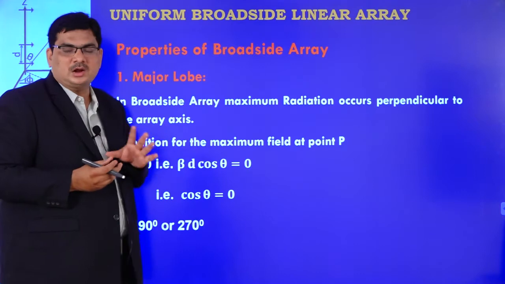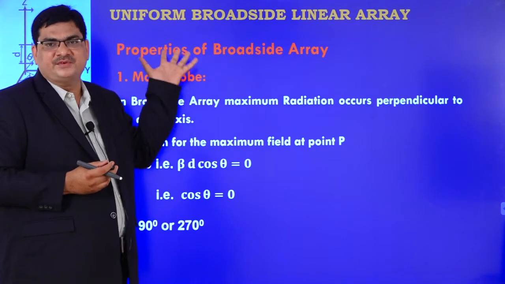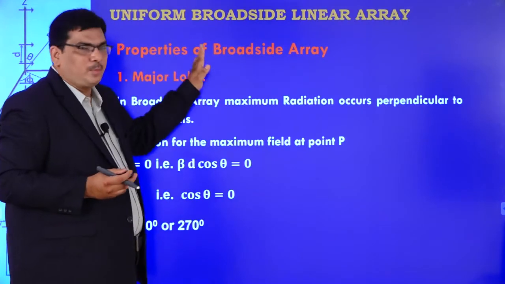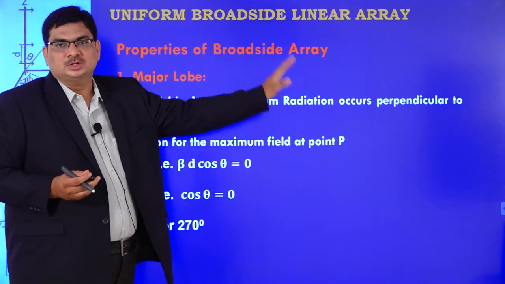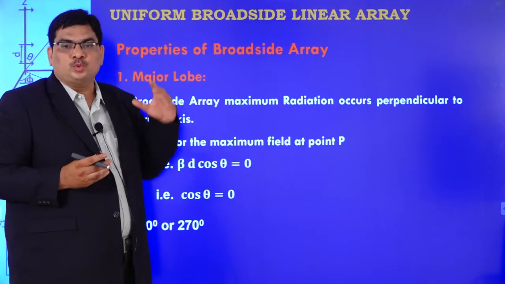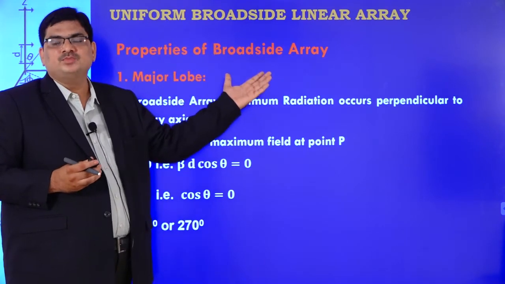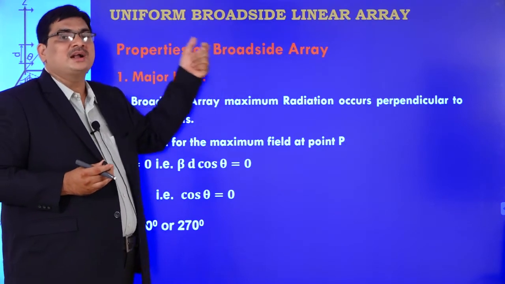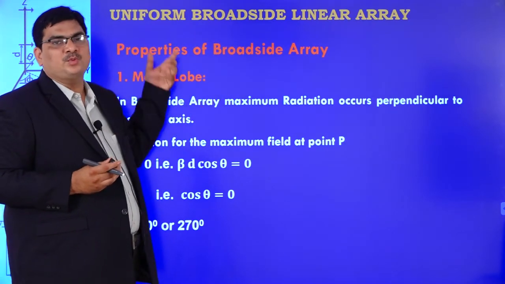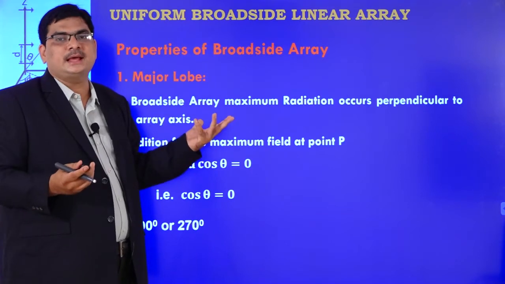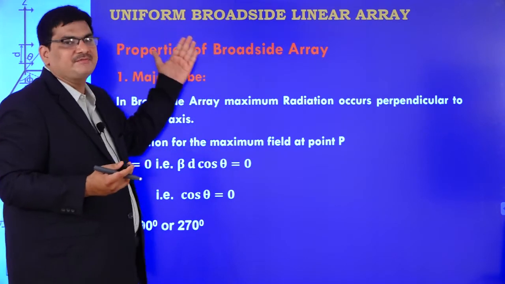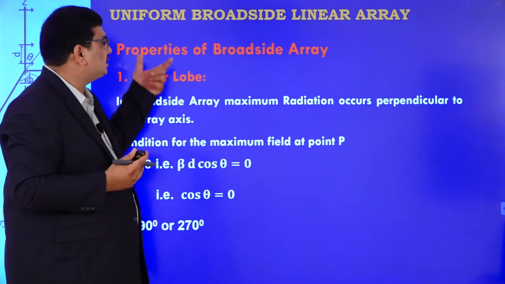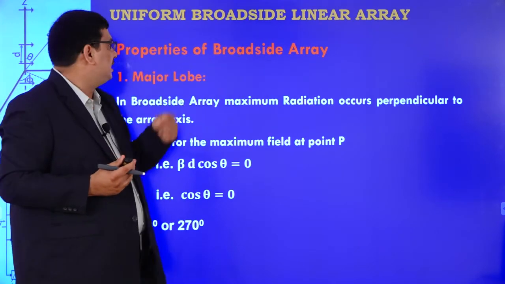Now we are not deriving the total radiation field equation for the broadside array, but we have to derive the properties of the broadside array. So what are those properties? What is the direction of your major beam? What is the amplitude in that major beam direction? What are your side lobe levels? Where are the null positions? And what is the directivity of your antenna? These are the parameters we should concentrate on. Those are the properties of the broadside array.